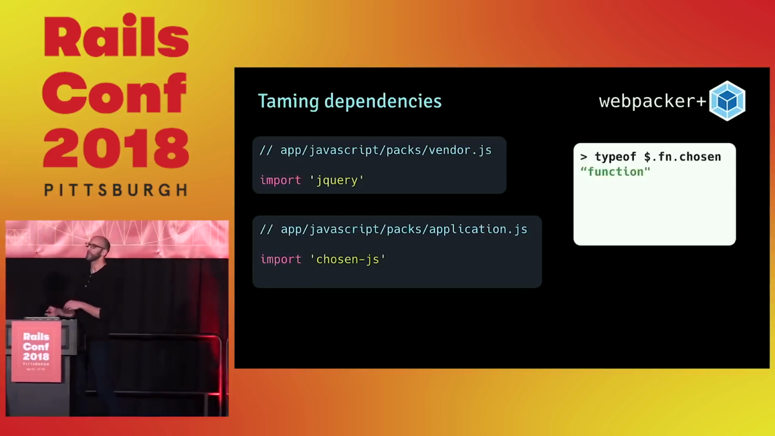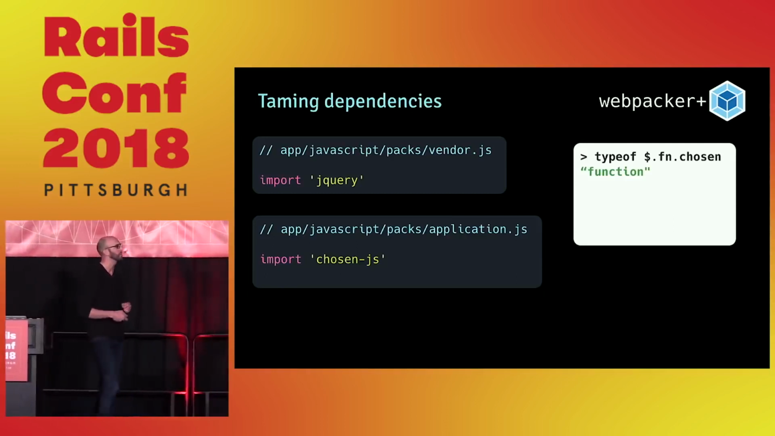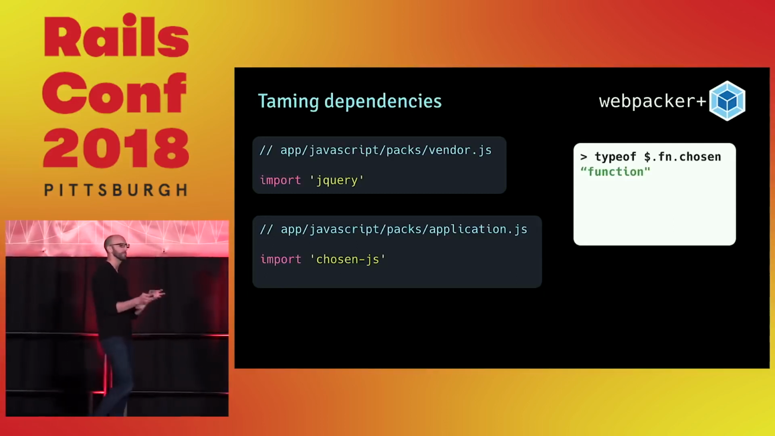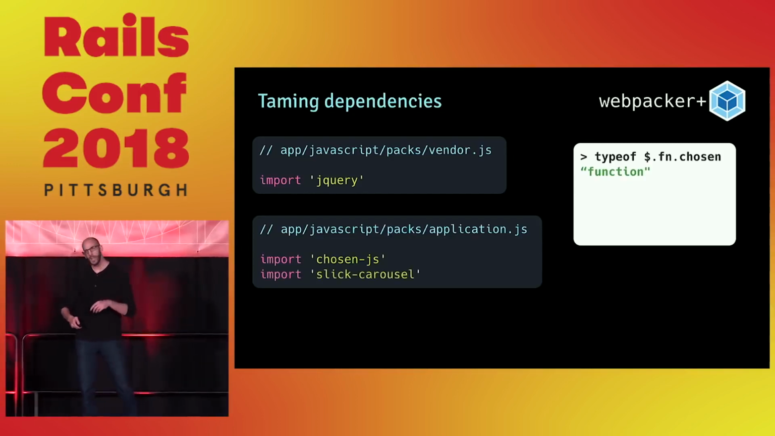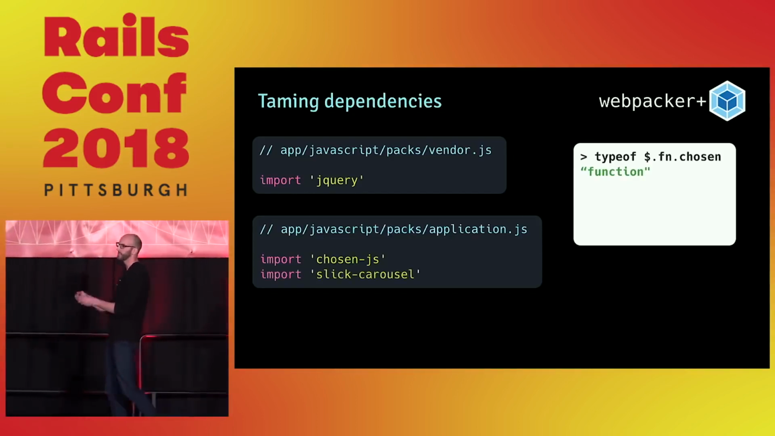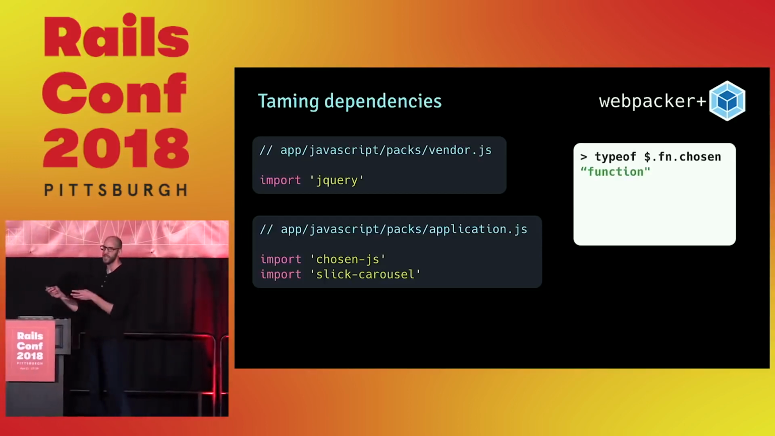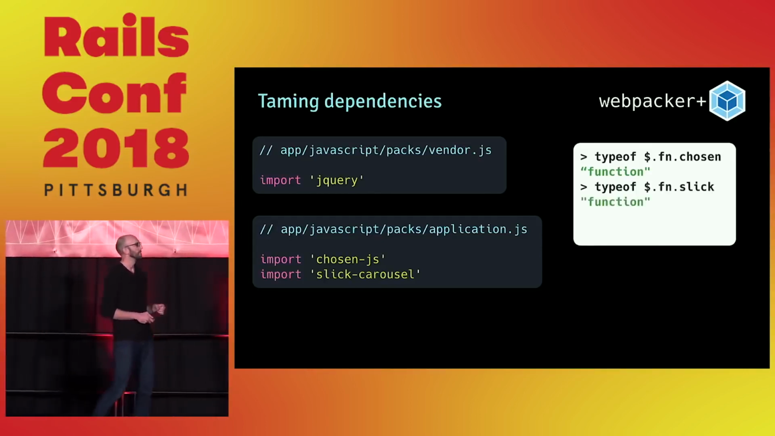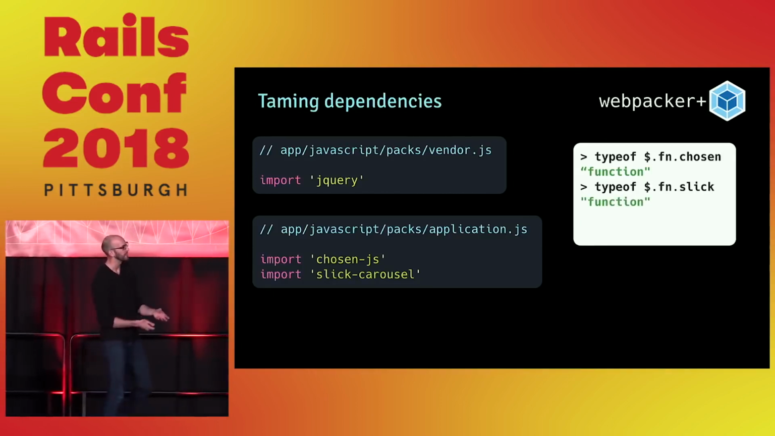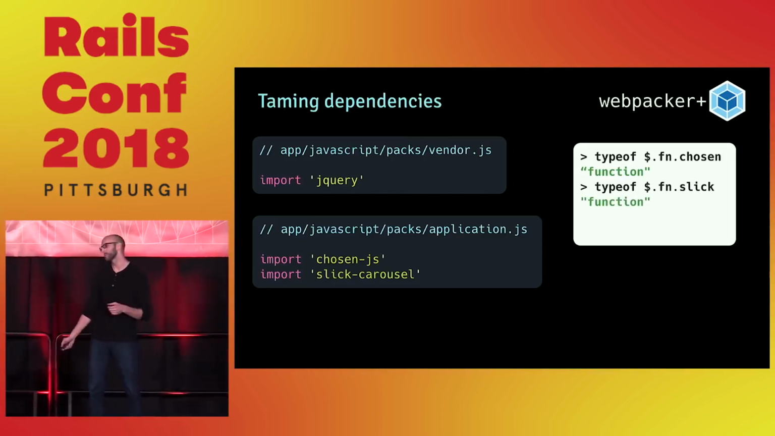We could test to see that it worked on the dev tools in the browser. The chosen function was added to the jQuery object that's available globally. And then we pulled in Slick Carousel. It's another jQuery plugin that's actually fairly active. It's more, I would say, up to date. And we could see that that worked once we imported it into our application bundle.